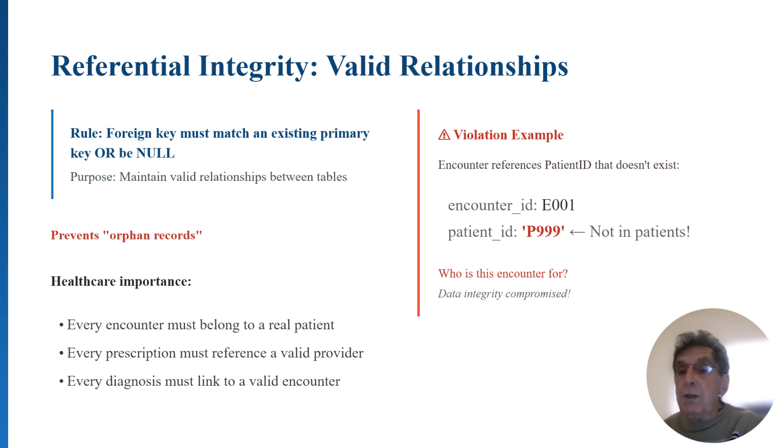In healthcare, referential integrity ensures that every encounter belongs to a real patient. You can't accidentally create encounters for patients who don't exist. Every prescription references a valid provider. Someone is accountable for every medication order. Every diagnosis links to a valid encounter. Clinical data is connected in meaningful ways. The alternative, allowing dangling references, creates data that looks complete but is actually broken. Records would show encounters with unknown patients. Analytics would count phantom records. Worse, clinical workflows could fail silently when trying to look up patient information that doesn't exist.